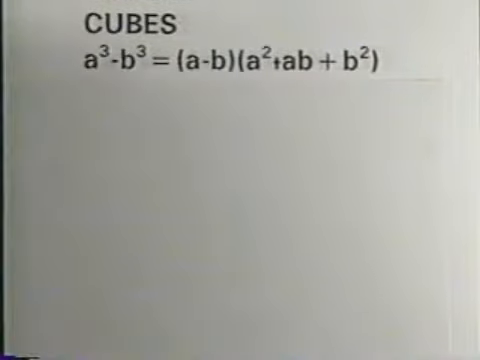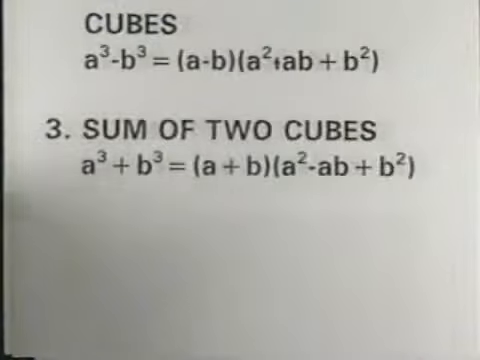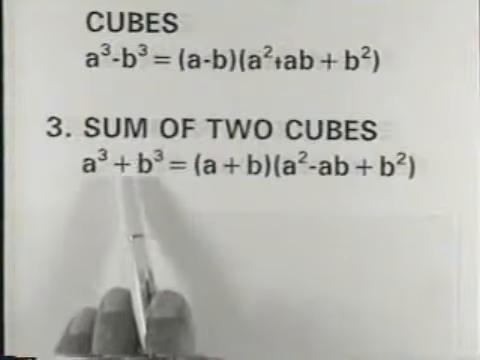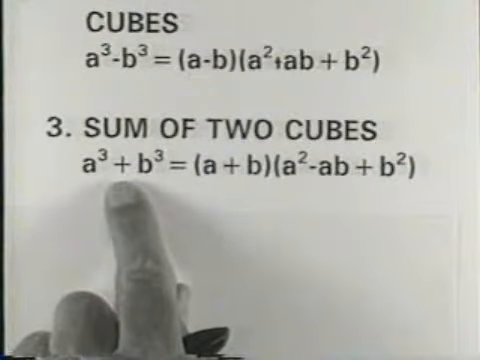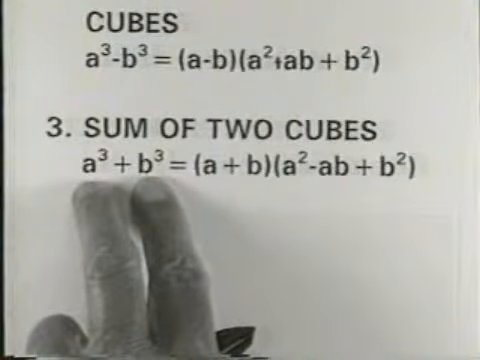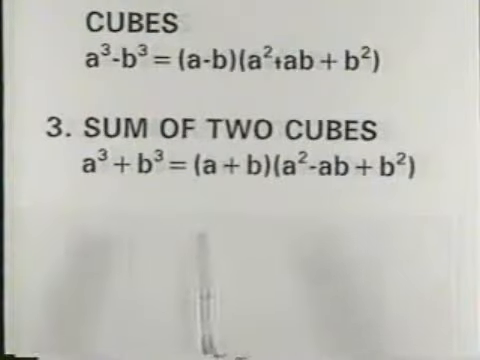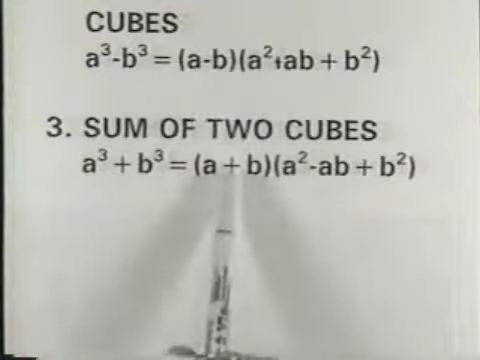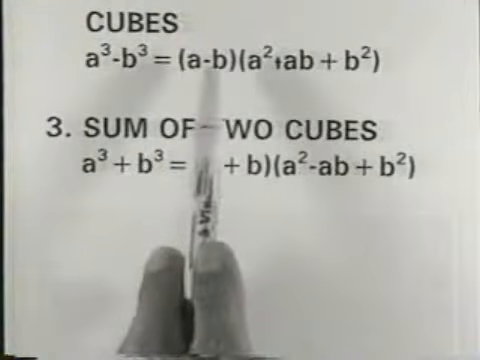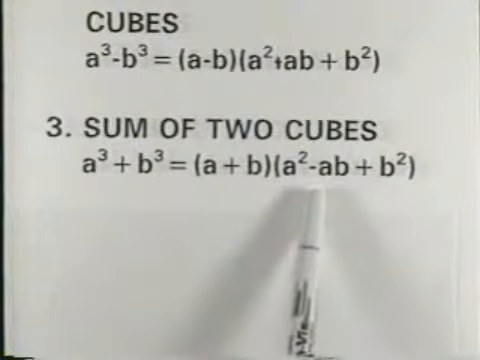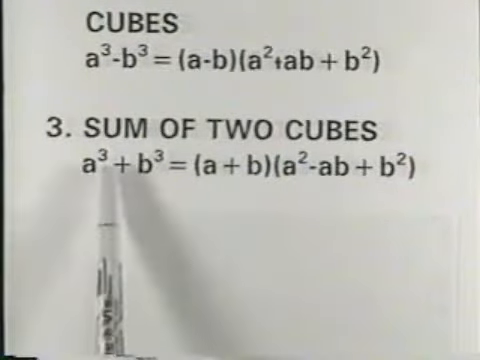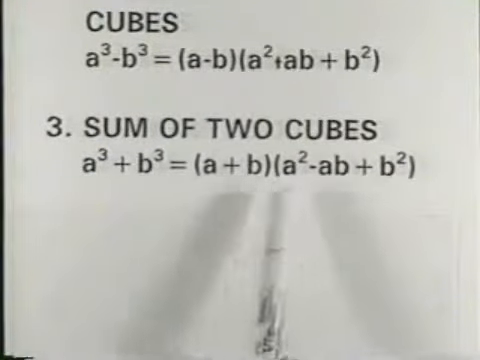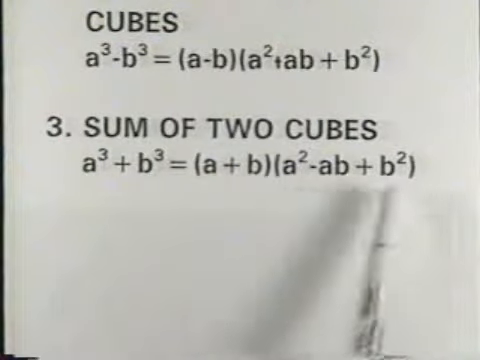We also have a formula for the sum of two cubes. The sum means to add. Here we have the sum of two cubes. Notice the similarity. The two formulas are the same except for the two sign switches. Minus to plus, plus to minus. The cube root of a cubed is a, cube root of b cubed is b. Then it's a times a, a times b, b times b.